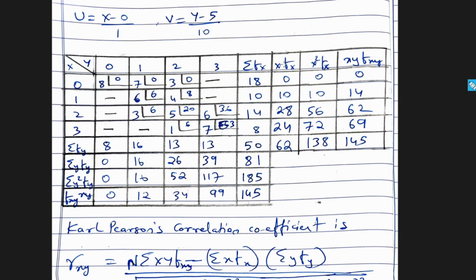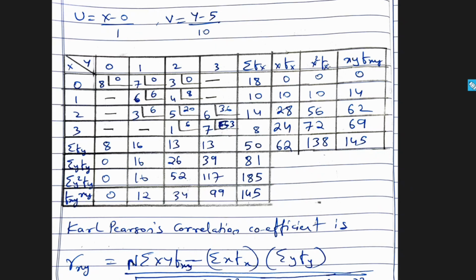Next, the next column that we need here is x into fx. That is, you have to multiply these values with the frequency here. So 0 into 18 is 0, 1 into 10 is 10, 2 into 14 is 28, 3 into 8 is 24. So 0, 10, 28, 24. The total is 62. So this is your next column.